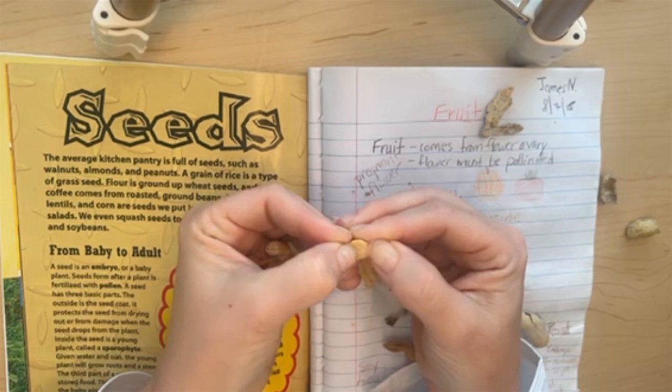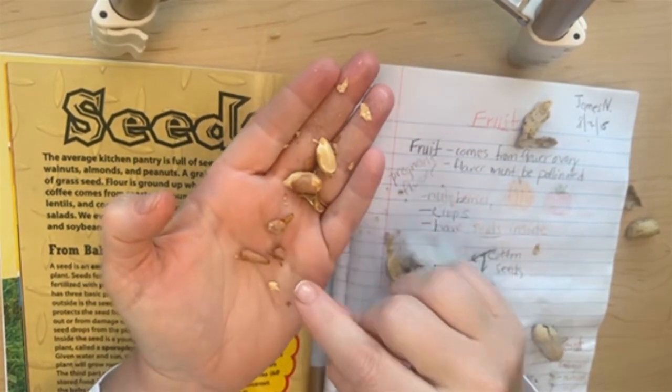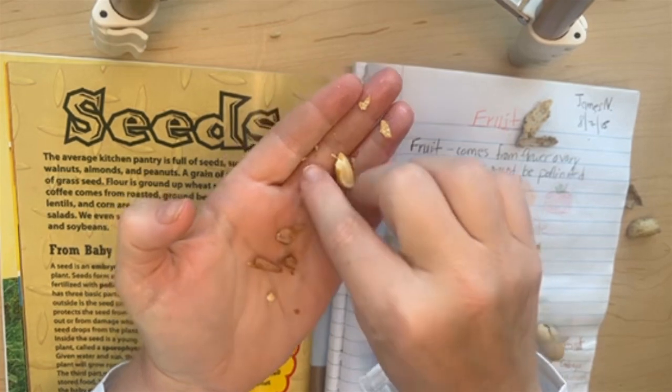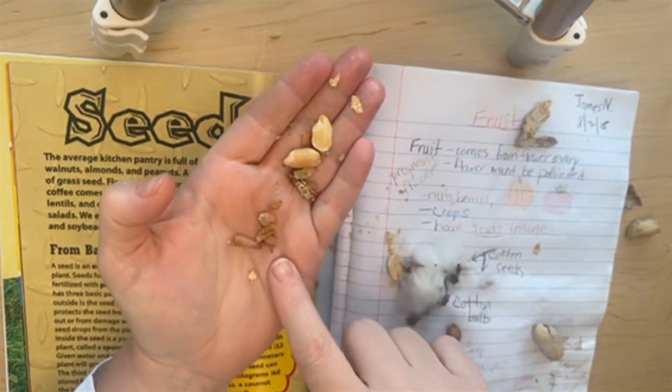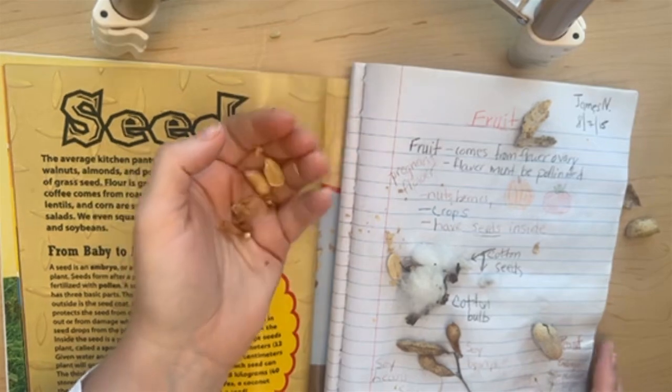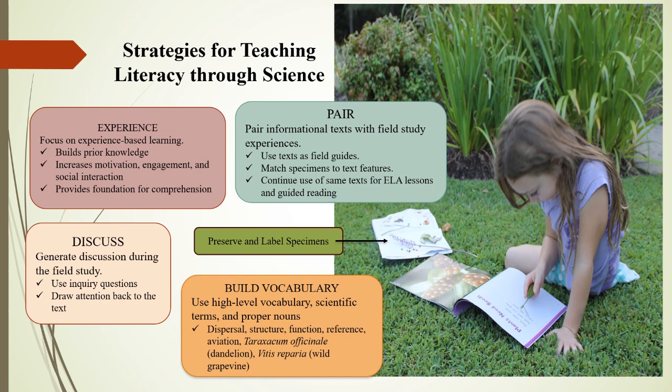And we can pop that little guy out, there he is. And now we've got our 3 seed parts, the embryo, the seed coat, and the nutrient layer, the endosperm. And then the students would take this and label it in their field study journal like you see here. That was fun. We found some great specimens.